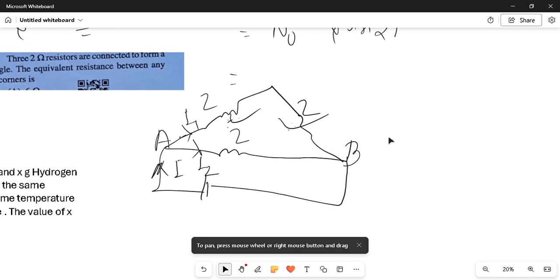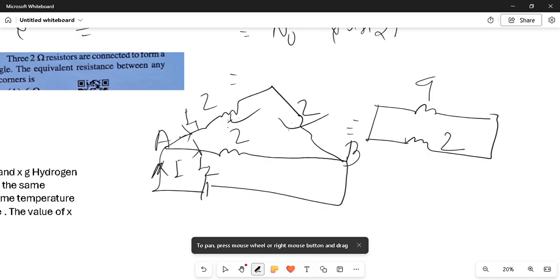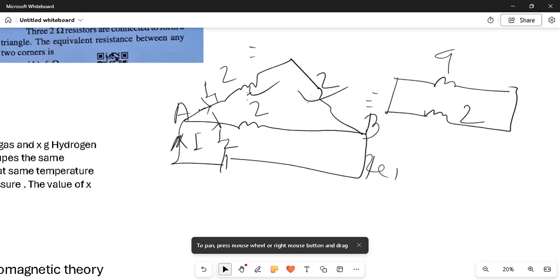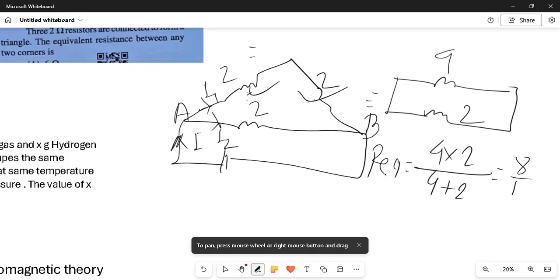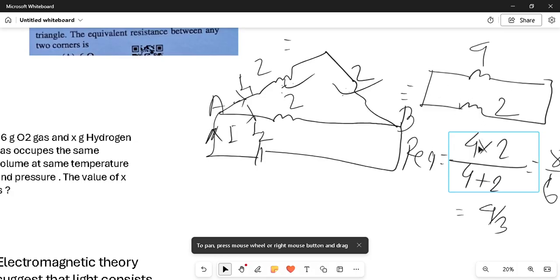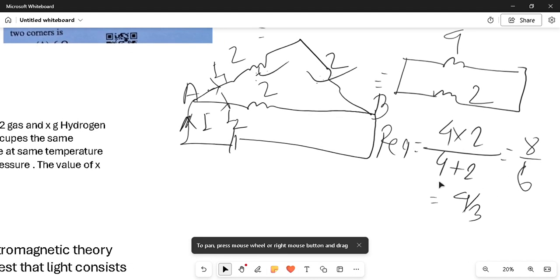So the circuit becomes: this 2 and 2 in series, R1 plus R2, is 4, and this 2 is in parallel with it. So the equivalent resistance between these two points is 4 times 2 by 4 plus 2, which is 8 by 6, that is 4 by 3. So the answer will be 4 by 3.